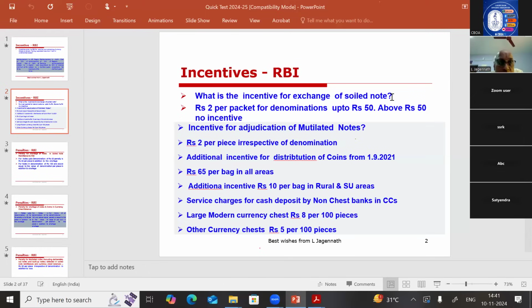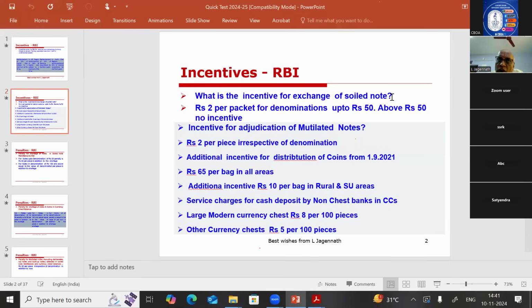Before going further, what do you mean by a soiled note? There are two things that come under a soiled note. The note which has become so worn and torn that you cannot reissue it to the general public is called a soiled note. And another definition: a note cut into two pieces where both the pieces are intact and available. That is also called a soiled note.